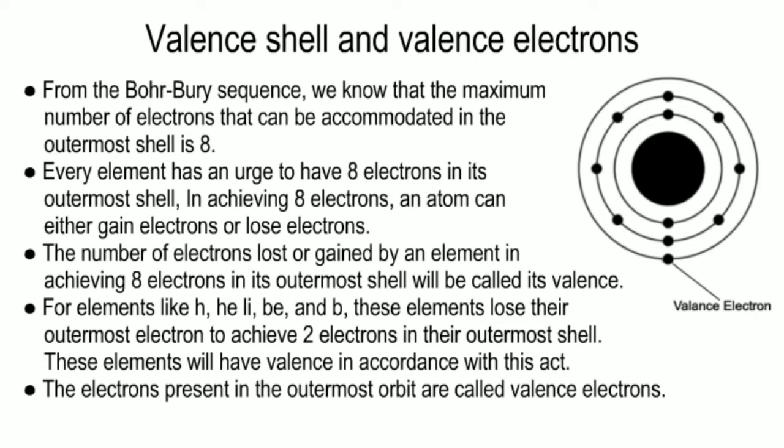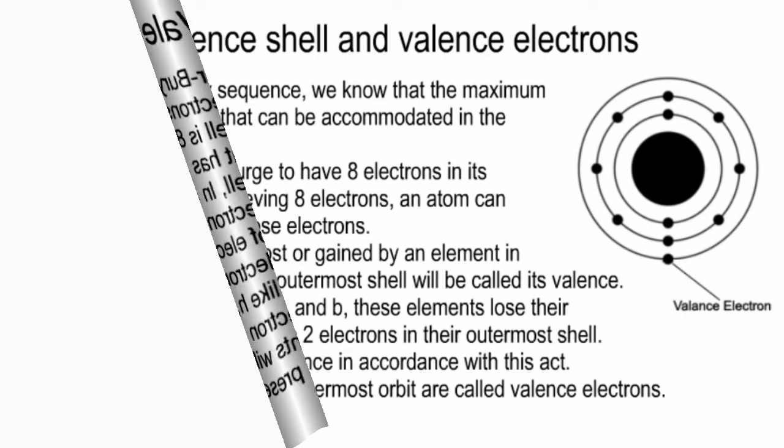called its valence. For elements like hydrogen, helium, lithium, beryllium, and boron, these elements lose their outermost electrons to achieve 2 electrons in their outermost shell. These elements will have valence in accordance with this. The electrons present in the outermost orbit are called valence electrons.